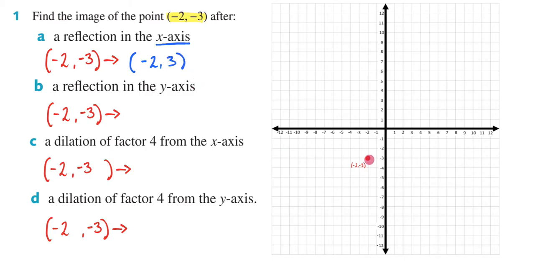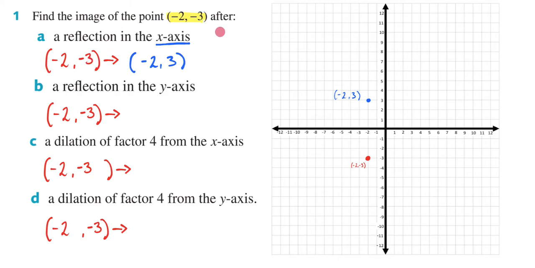Here is our original point, and if I was to reflect this across the x-axis, my new point will be here. And I'm going to write in that value. So this value is going to be -2, 3. So let's note the fact that my x value stayed the same, but my y value changed. So I'll repeat it. When we reflect in the x-axis, the sign of my y value will change.